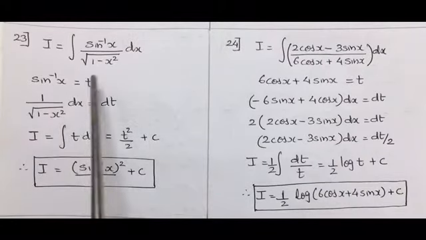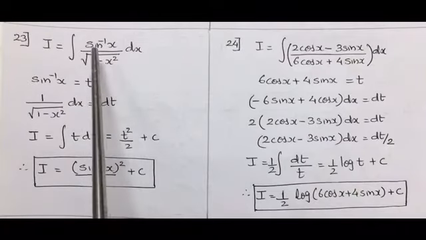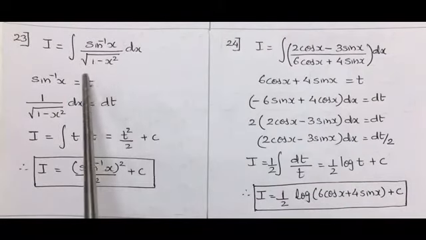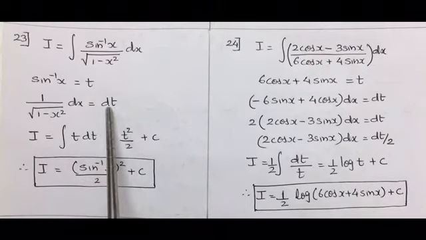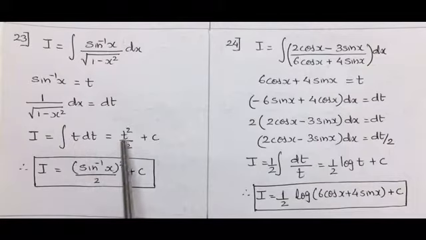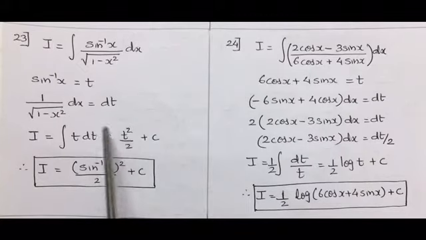Now keeping all these values in the question, in the place of sine inverse x, t is kept. Dx upon under root 1 minus x square, dt is to be substituted. Now integrating t, we get t square by 2 plus c, and substituting the value of t as sine inverse x, we get sine inverse x whole square divided by 2 plus c.